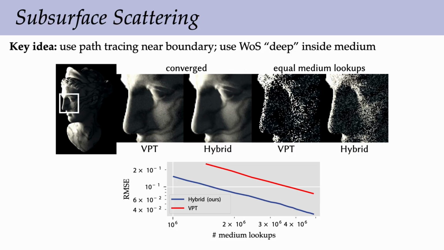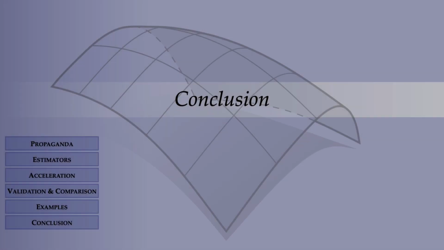Finally, we can give a little bit back to rendering by using walk-on spheres to help us with subsurface scattering. So depending on whether we're near the boundary or we're deep inside the medium, we switch back and forth between traditional volumetric path tracing and a walk-on spheres approximation of diffusion. So that gives just a little bit of a taste of what you can do with walk-on spheres, but of course there's much, much more that can be done with these algorithms.